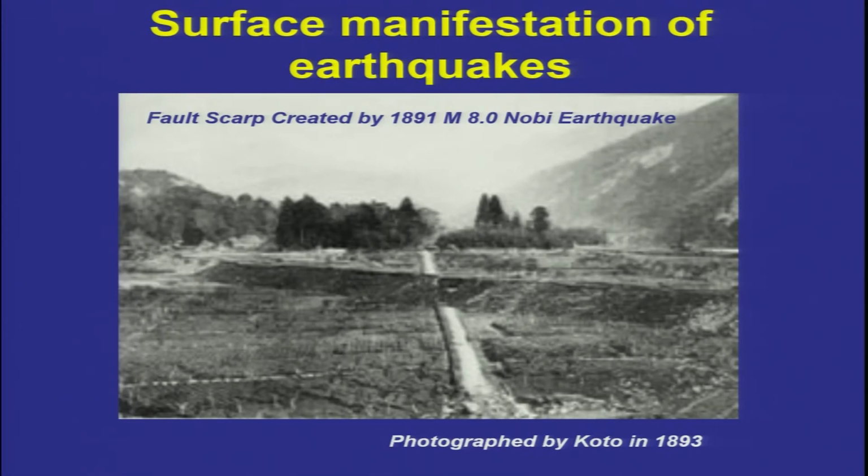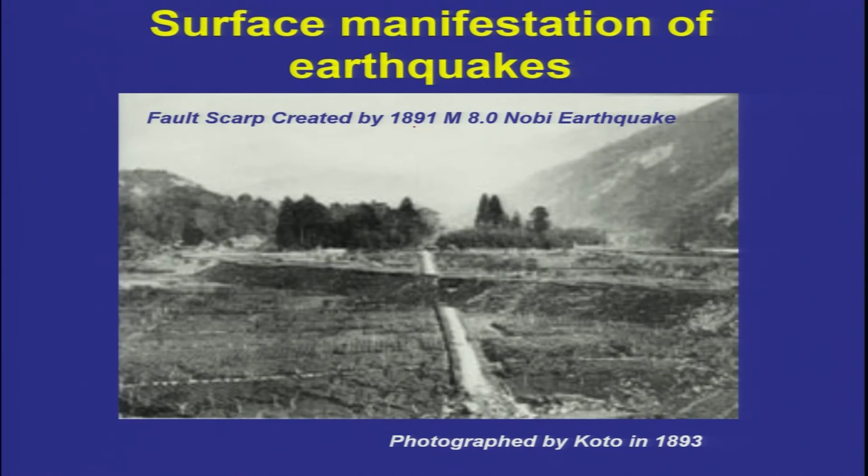Now, coming to the surface manifestation of earthquakes. Okay. So, this was an example of the 1891 magnitude 8 Nobi earthquake, again from Japan. Now, as I mentioned in one of the lectures, human memory is of course very short. So, we keep forgetting the things which have happened in the past very quickly. The new generation comes up and will not be much bothered, because the time interval between major earthquakes will be more than 100 or 200 years.